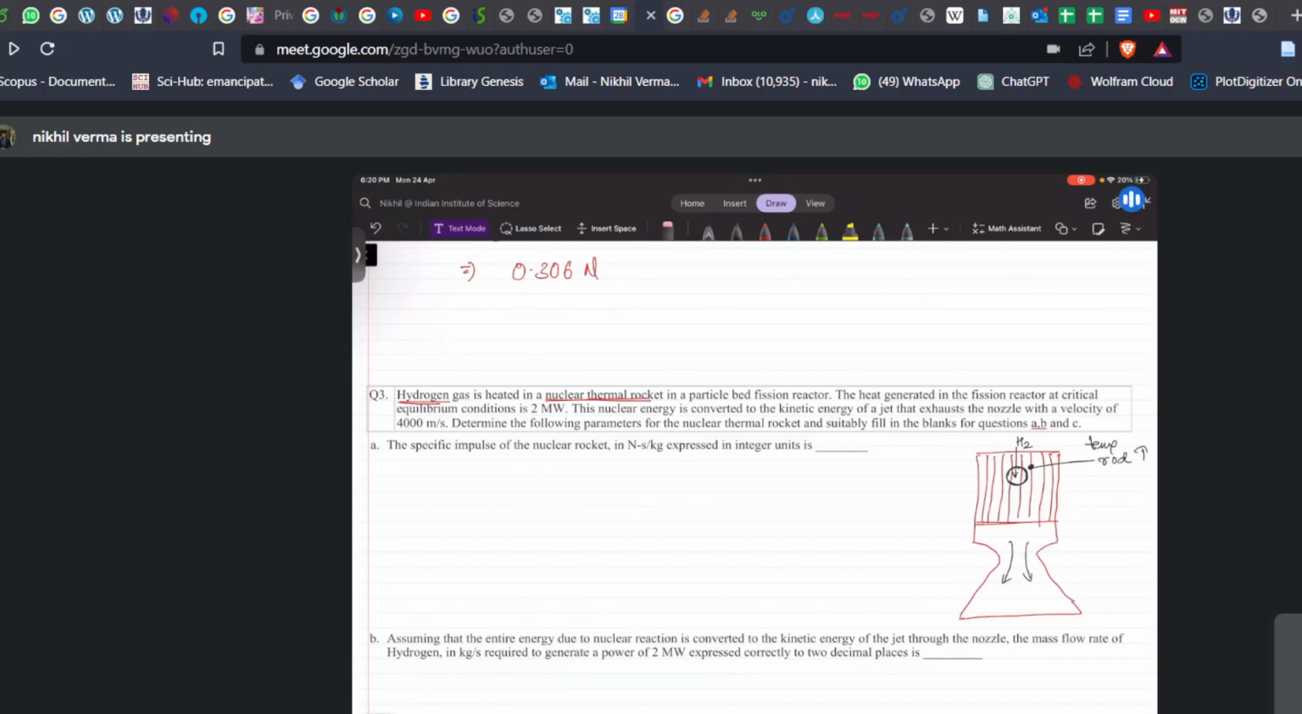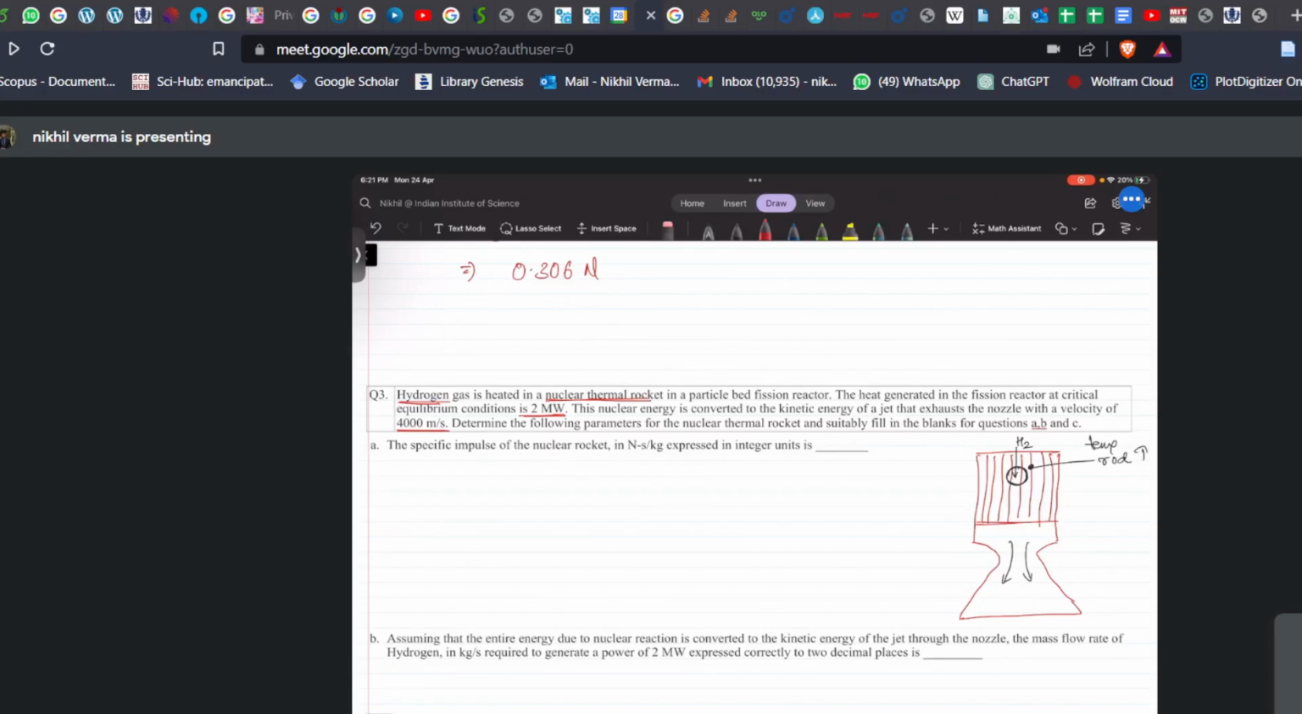So the heat that is generated in a fusion reactor is in equilibrium condition, and is given as 2 megawatt. The nuclear energy is then converted to kinetic energy of the jet, which is having a velocity of 400 meters per second.